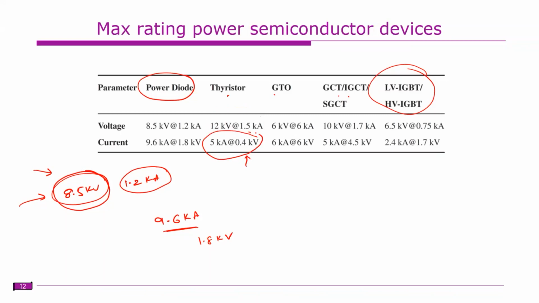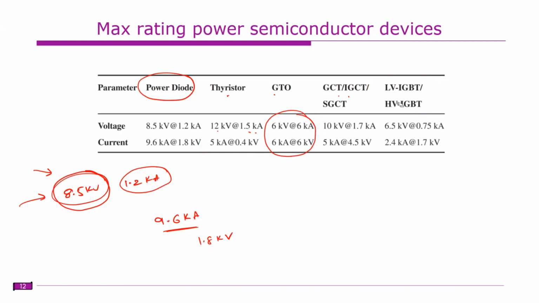In case of GTOs, we have 6 kilovolt, 6 kiloampere GTOs. GTOs are well matured because for high voltage, whenever we are using HVDC applications or some other applications, GTOs are preferred. That's why GTOs with high voltage and high current ratings are available.